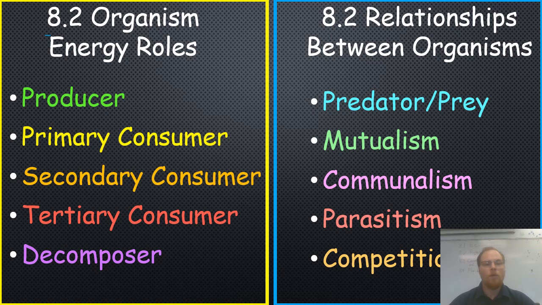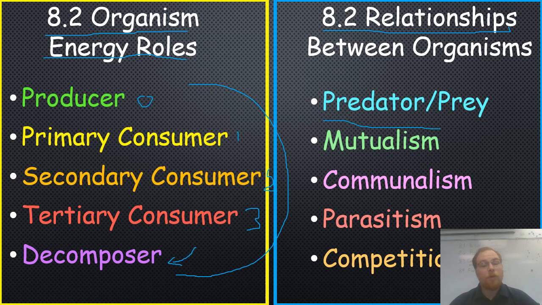Now, we've been talking about organism energy roles in Unit 8.2, and that's talking about producers, primary consumers, secondary consumers, and tertiary consumers, along with decomposers. But in 8.2, we're going to be talking about the relationships between all these different animals, and they can be categorized into these different things: predators and prey, mutualism, commensalism, parasitism, and competition. Okay, now these three right here, mutualism, commensalism, and parasitism, are all symbiosis, relationships in symbiosis. And we're going to be talking about that in just a minute.